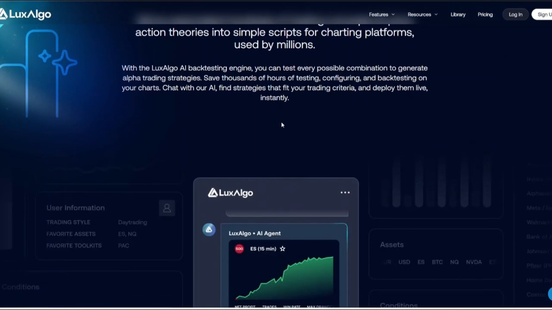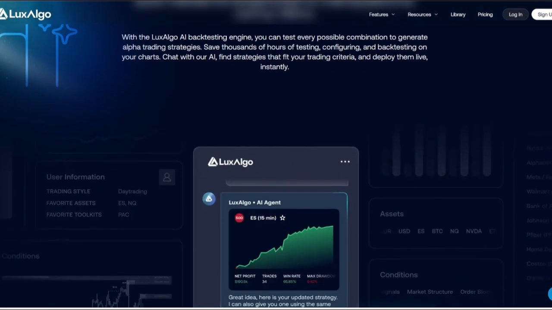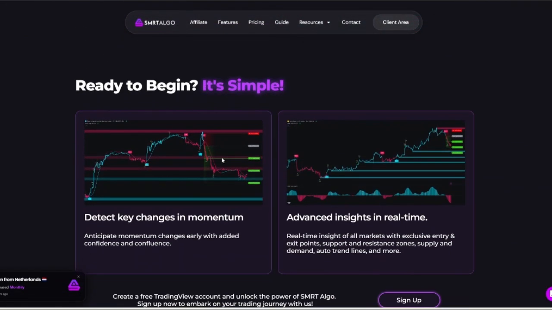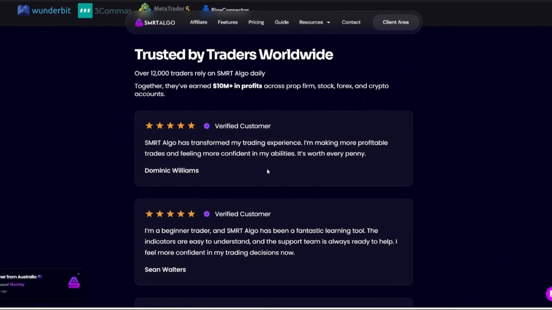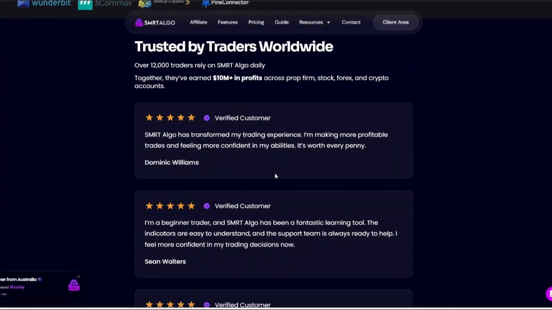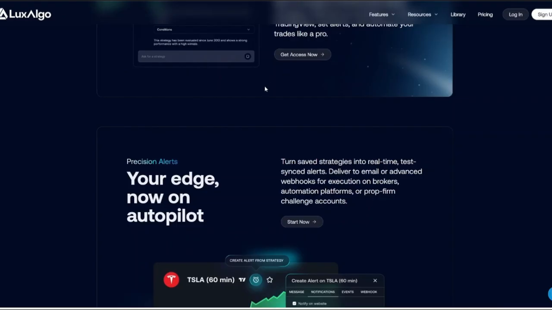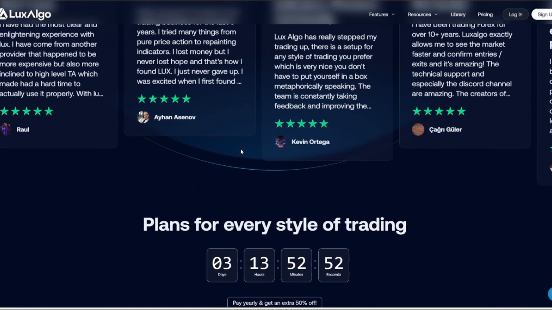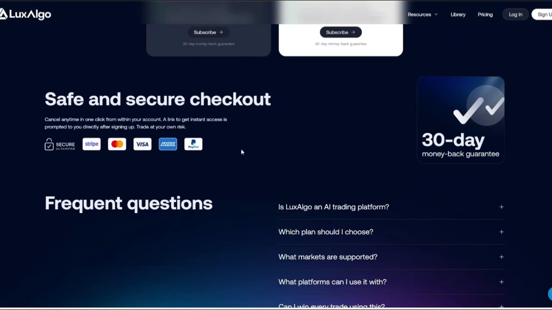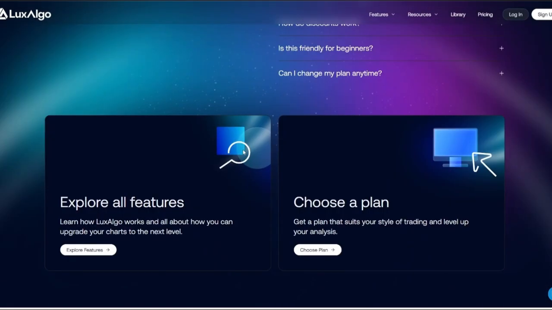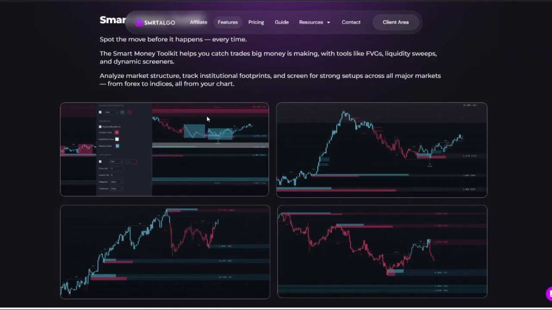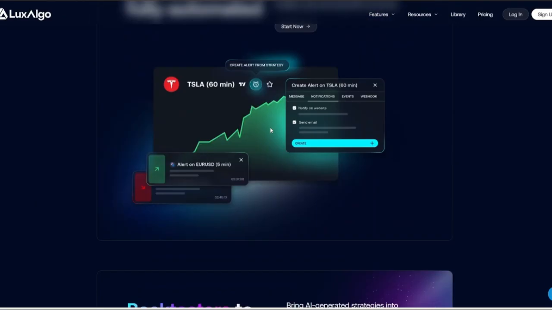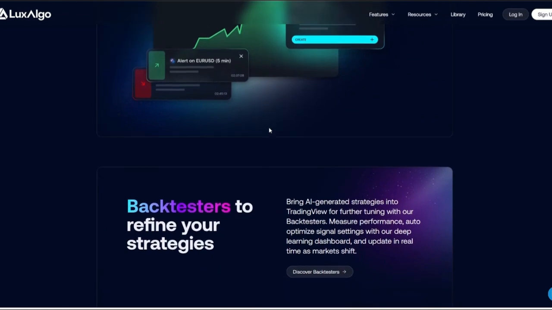So which one wins in 2026? Well, here's a brief summary. SMRT Algo is perfect for traders that are looking for a complete suite with bot support and community perks, especially beginners to intermediates. While LuxAlgo is ideal for experienced traders that are wanting AI-powered strategy generation, precision alerts, and customization. So the bottom line is this: if you're new or prefer a plug-and-play solution, SMRT Algo is likely the best entry point for you. But if you want advanced analytics, AI tools, and maximum customization, then LuxAlgo takes the edge.